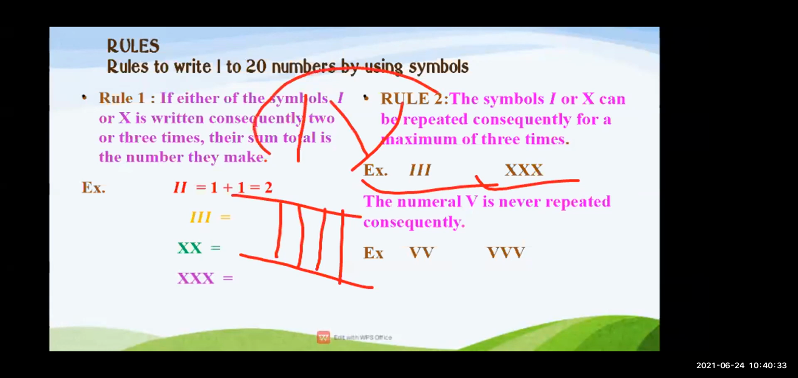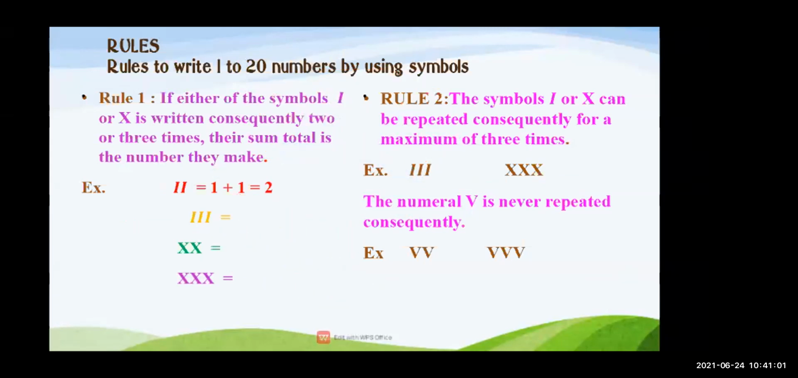So that's why I have explained this second rule. The second rule is telling that the symbol I or X can be repeated only 3 times. If it is repeated 4 times or 5 times, that is wrong. So we should repeat I and X only 3 times or 2 times.